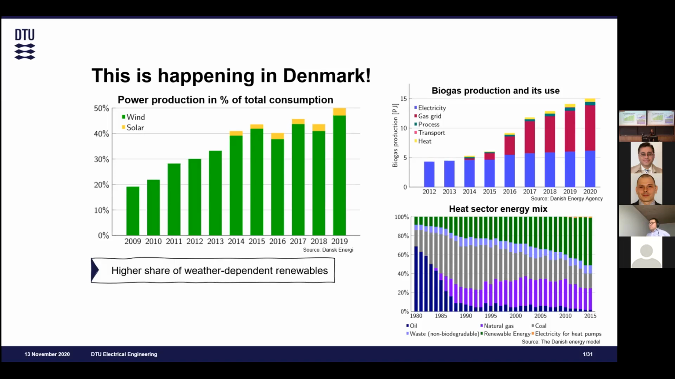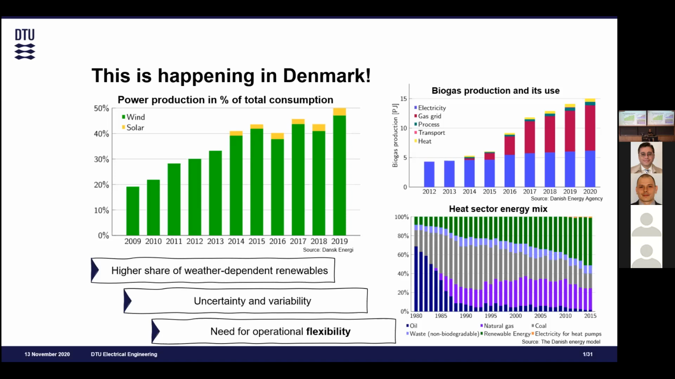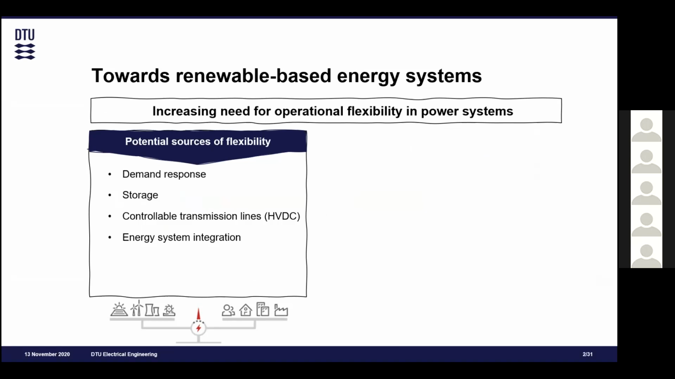This higher share of renewable energy production by weather-dependent sources brings uncertainty and variability into the system, and that challenges the way energy systems are currently operated and increases the need for operational flexibility. By operational flexibility, we refer to the ability of the power system to adjust its output in response to a change in renewable power production in order to maintain balance of demand and supply at all times. There are several potential sources of flexibility in the power system, for example, demand response, different electricity storage options, or controllable transmission lines, for example, HVDC lines.